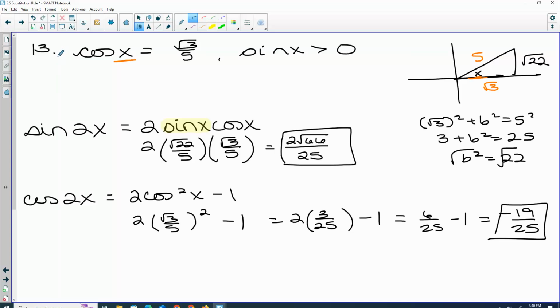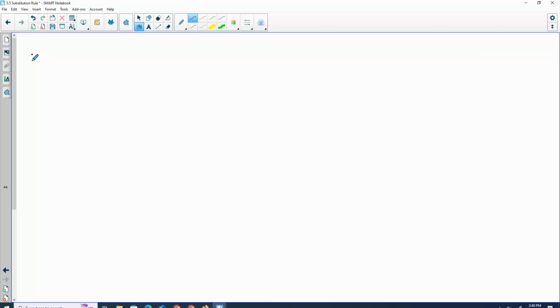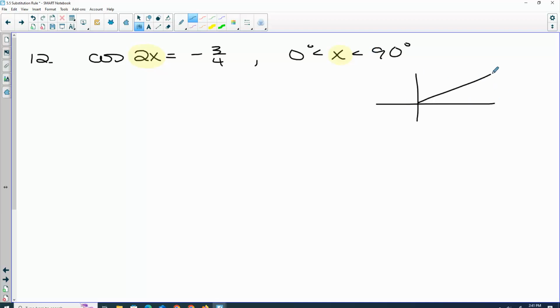Is that one okay? So this time I gave you cosine of 2x. I'm telling you that x is between 0 and 90. So you notice this problem. This is x, this is 2x. Okay, that tells me that my x triangle is in quadrant 1, but did I tell you what triangle or what quadrant this was in? No.